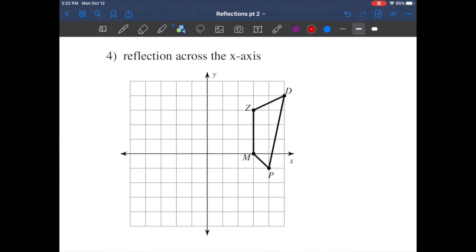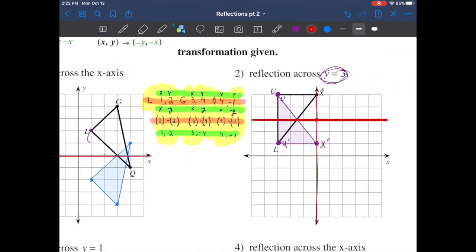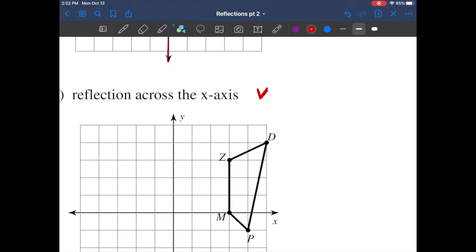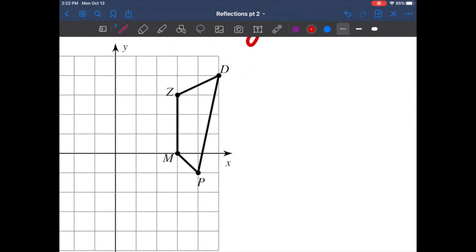Let's try another one. This one says across the x-axis. Well, let's see. What is the formula for the x-axis? It's x and minus y. So I'm just going to write it over here so I don't forget. So let's do it the correct way to do this, all right? So let's show all of our steps because you're going to need this for 2.3.